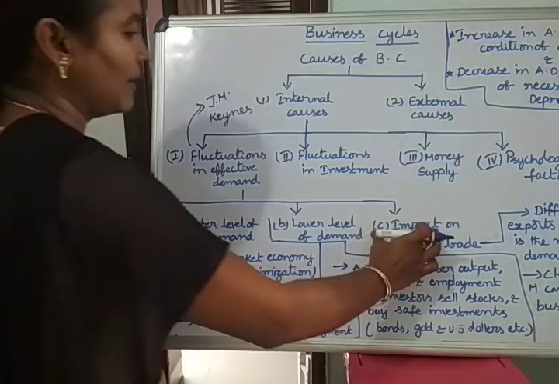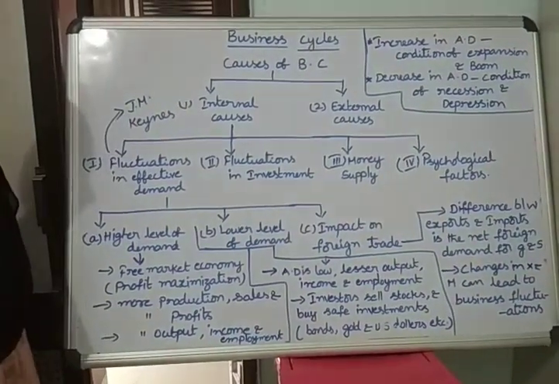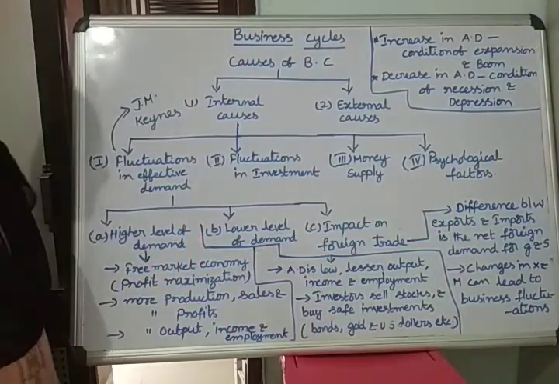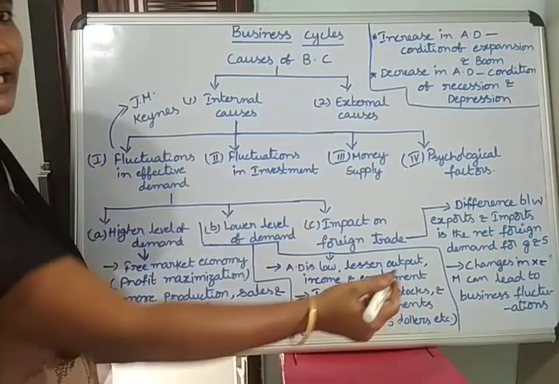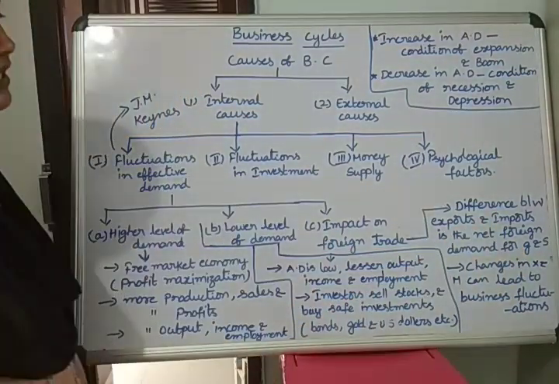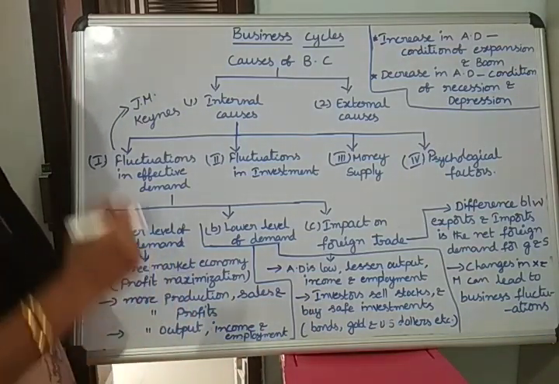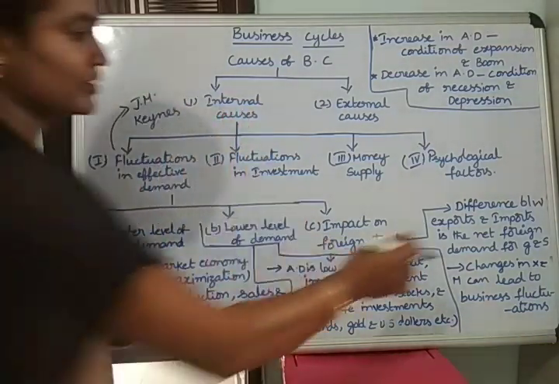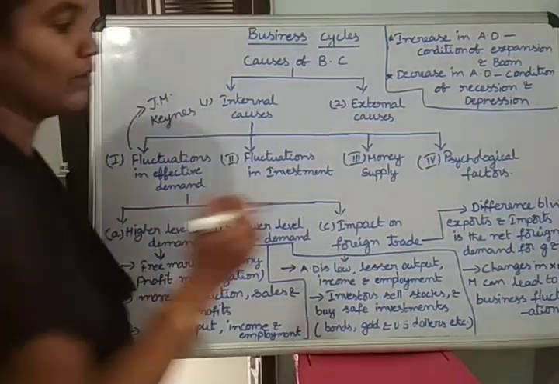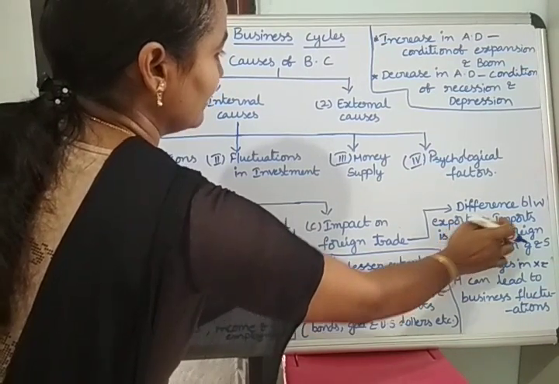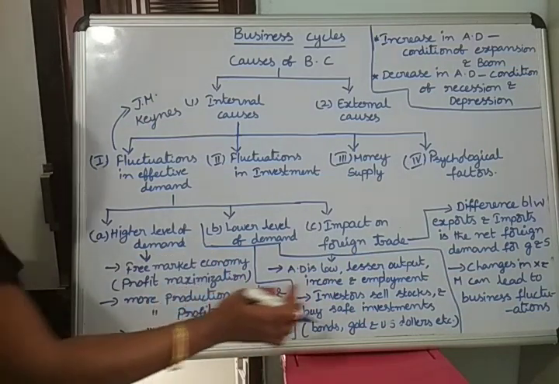Next, the third one is the impact on foreign trade. Foreign trade here means net foreign trade. How do we calculate it? On the basis of the difference between exports and imports only, we calculate the net demand for goods and services. Exports means we send our goods from our country to other countries. Imports means we take goods from other countries into our country. So the balance or difference between these two we can call the net foreign demand for goods and services.